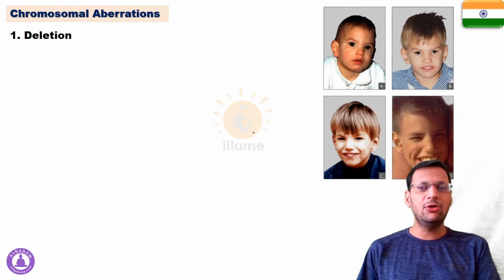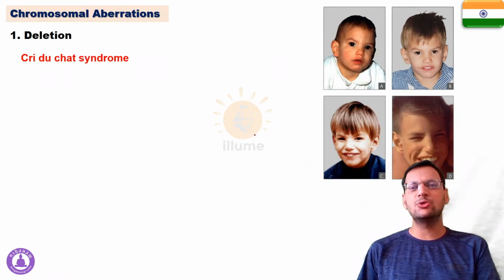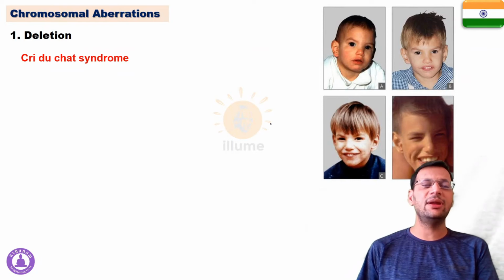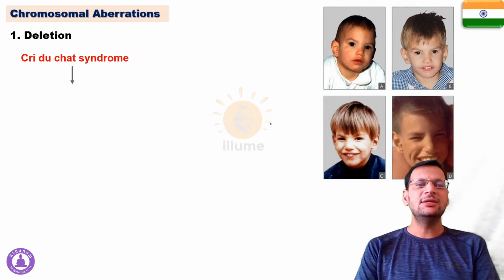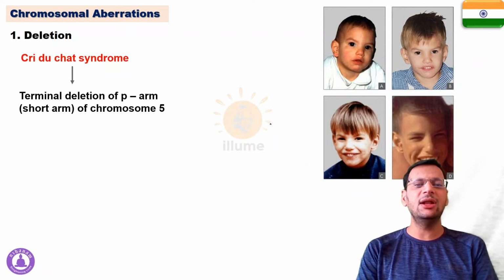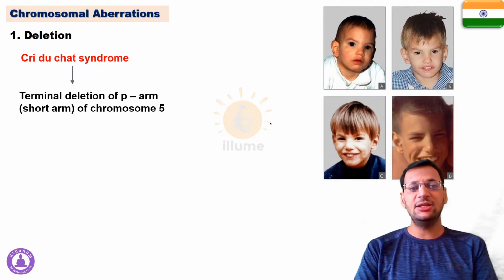Let's discuss a syndrome called Cri-du-chat syndrome, which is due to a chromosomal aberration called deletion. This is Cri-du-chat syndrome, and that's how children having Cri-du-chat syndrome look. See, what is the basic cause of Cri-du-chat syndrome? The basic cause is the terminal deletion of the P arm of chromosome 5. We all know that a chromosome has two types of arms: short arms and long arms. So in this case, the P arm, that is the short arm of chromosome number 5, is lost, and this is a type of terminal deletion.